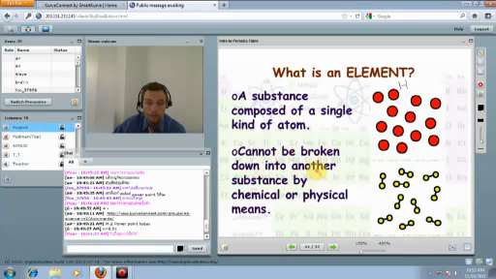Can't be broken down into another substance by chemical or physical means. So these are atoms, and like we said at the beginning, they're the smallest form on Earth. For our particular needs, this is going to be the smallest form on Earth, which means they can't be broken down into another substance.